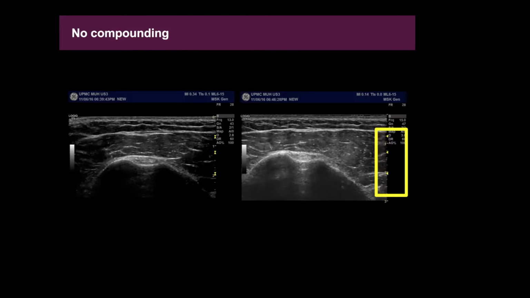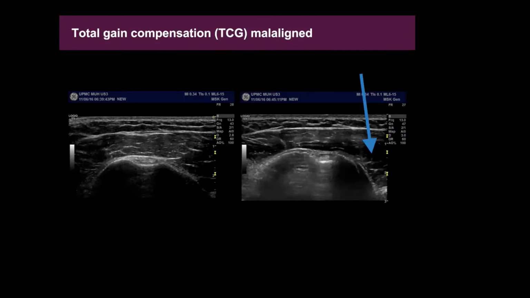So this is a case of no compounding. I think it's important to be aware of the machine you're using. There are things like compounding, harmonics, certain techniques you can use with a particular vendor to make your images look better. The modern GE machines don't even have focal zones anymore. So some of these knobology topics might be a little bit irrelevant, but I think you just have to be aware of what kind of optimizing techniques you have on your particular machine.